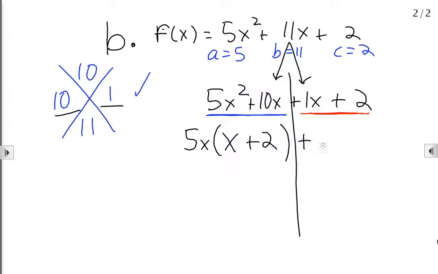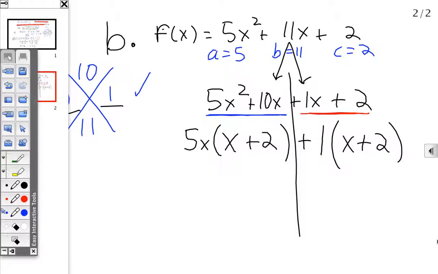Over here on the right side of the expression, we look at 1x and 2. They don't have anything in common. They do not have x in both terms. They aren't divisible by 2 in both terms, so the only thing they have in common is 1. Everything is divisible by 1, so that's their only common factor. And when we take out that 1, we're just left with x plus 2.